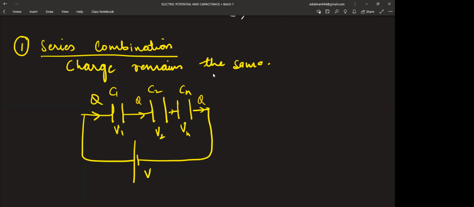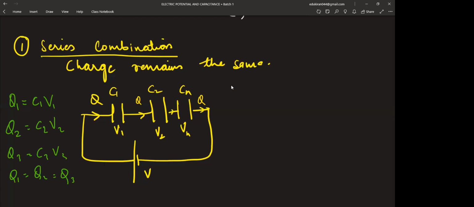And see, charge remains constant. So we have the same charge. When we talk about the first charge, it would be CV, so C1V1. We are talking about one single capacitor. Let's talk about the second capacitor. It is C2V2. Third capacitor, it's C3V3. But we know all these charges, Q1 is equal to Q2 is equal to Q3.